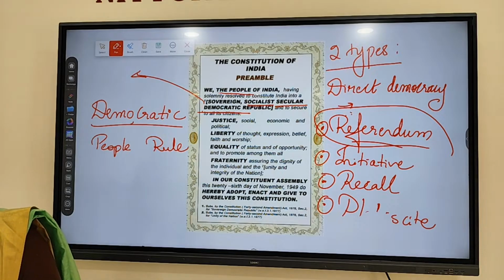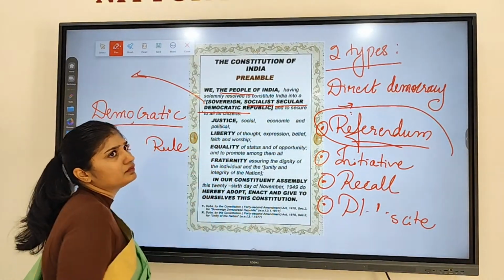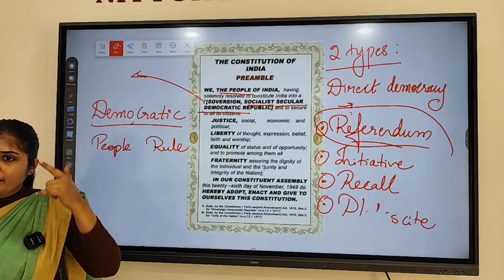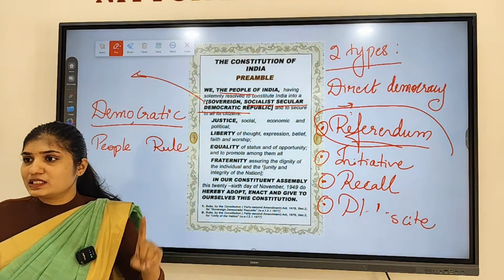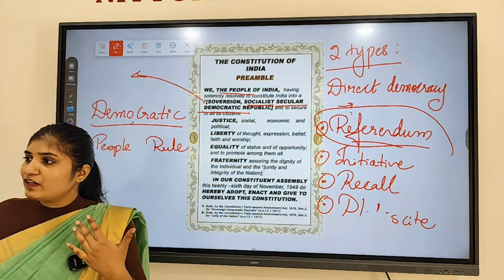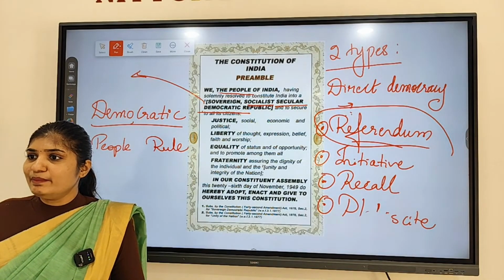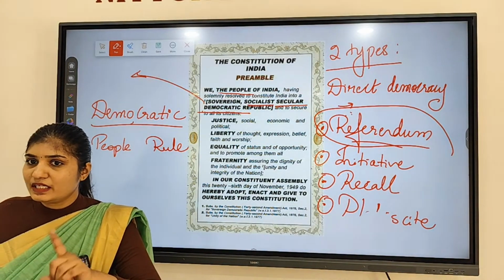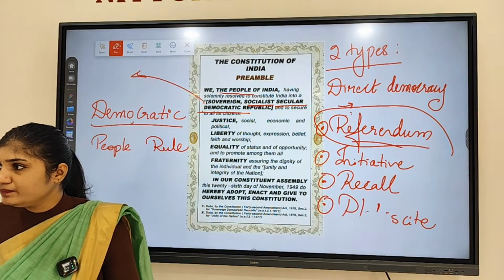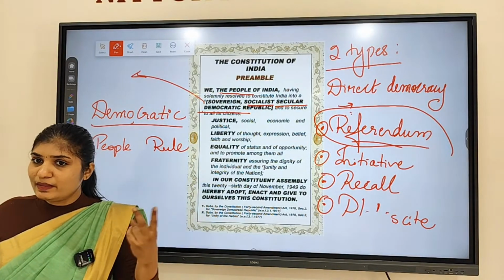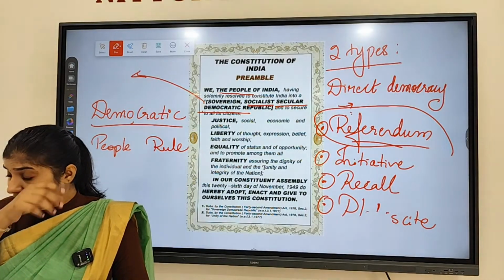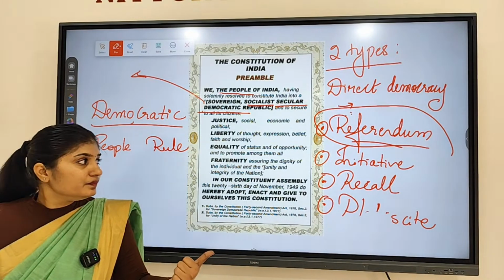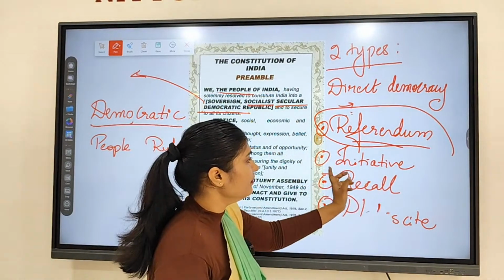Okay. Is there any doubt about what we have studied today? Sovereign, socialist, secular, democratic. Okay, what is sovereign? Sovereign, independent nation. Socialist, welfare of people. It is a mixture of both Gandhian and Marxist. Next, secular. All the religions are equal in India. Democratic, people's rule. We are having 2 types of democracy: direct democracy and indirect democracy. Direct democracy example, Switzerland. And there are 4 types of direct democracy. Which are those? RIRP, that is referendum, initiative, recall, plebiscite.